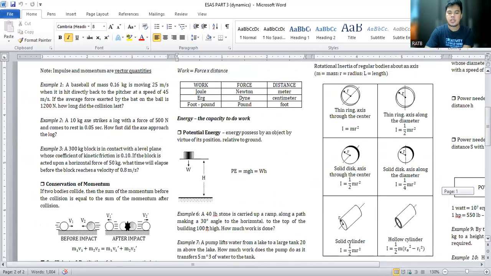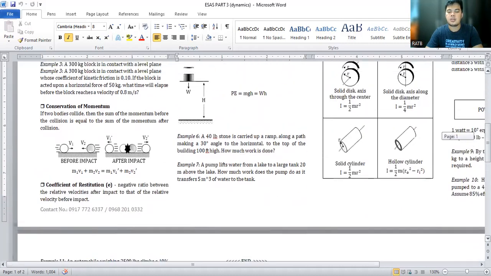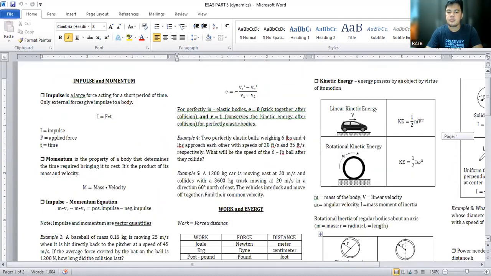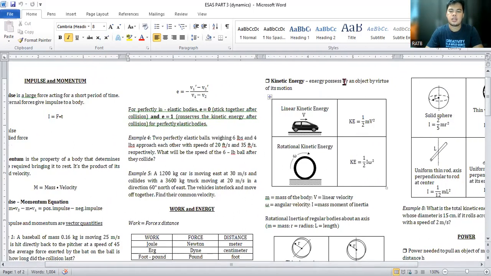So for potential energy, this is the energy possessed by an object by virtue of its height or position relative to ground. So potential energy is equivalent to the weight multiplied by the height. And then we have the kinetic energy, which is the energy possessed by an object by virtue of its motion. So far, I think you have this formula in your mind: kinetic energy, which is equivalent to 1/2 mv squared.